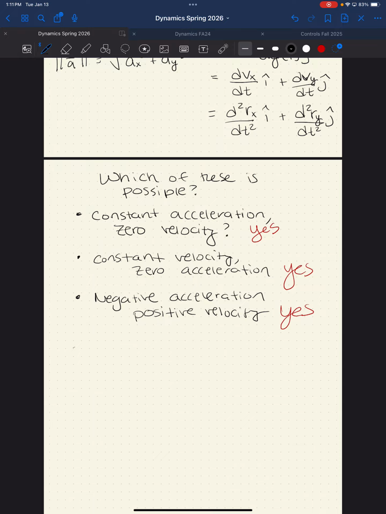Last one, can we have positive acceleration and negative velocity? Yes. Same as last one, but the other direction, right? Negative velocity means I'm going to the left. Positive acceleration says I'm going to the left less aggressively over time. But I'm still continuing to go to the left. So yes, every single one of these is possible.